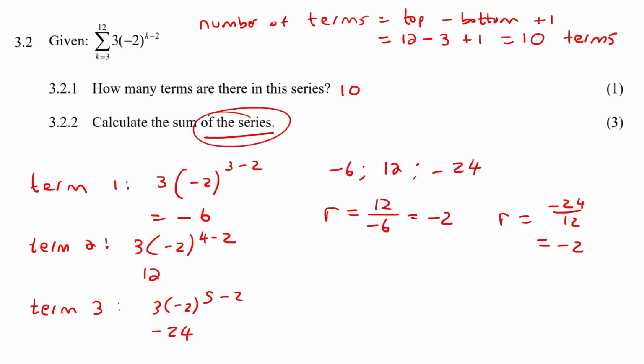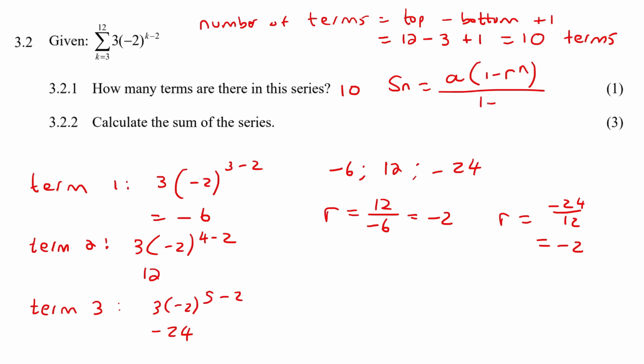So to calculate the sum of a geometric, you can use this formula. Let's write it over here. Now, some learners use 1 minus r, other learners use r minus 1. It doesn't matter. As long as whichever one you choose at the top, you must use that one at the bottom. Okay, so we know that the sum of 10 terms, a is always term 1, which is negative 6.